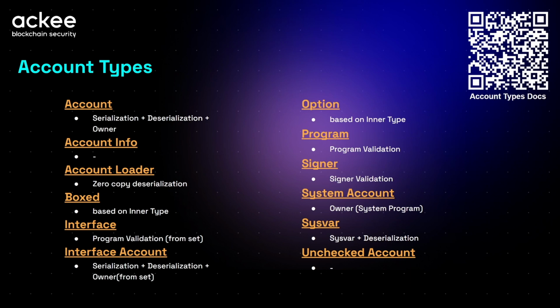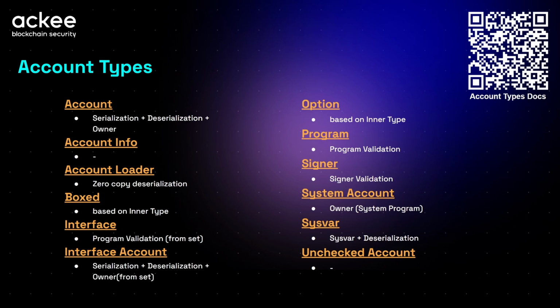There is the Option. This is almost the same as Box. Instead, Option is not allocating anything on the heap, it is just saying that the account is optional, so it may be specified, it might not. When it's not specified, it's None. If it's specified, then it contains something inside the Option, which is based on the inner type, so let's say Account.